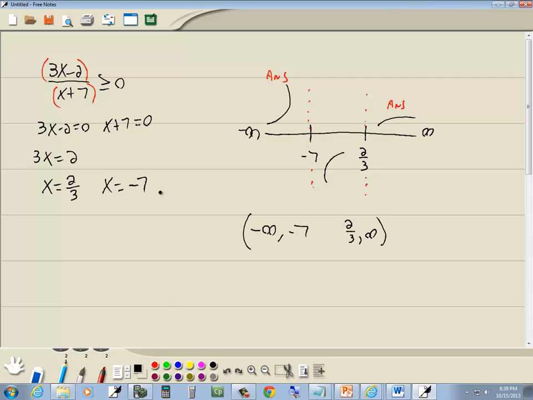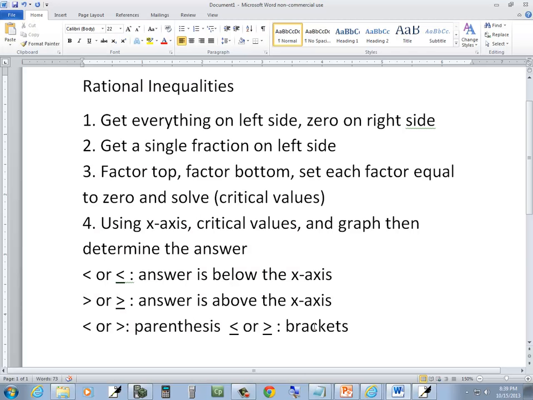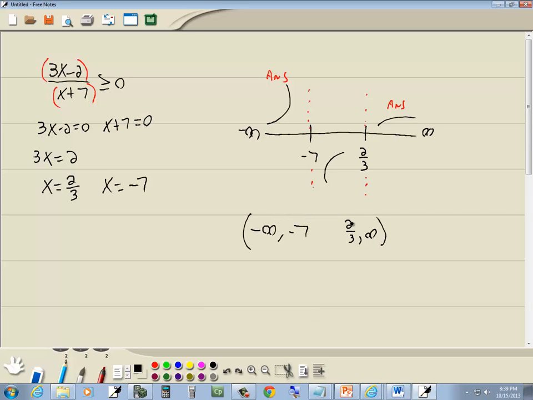Now greater than or equal to says we're going to use brackets. So I'm going to have a bracket on the 2/3, and I'll have a parentheses on the negative 7, and a union symbol in between them. Why do we have parentheses on negative 7? Anytime you have any critical value that comes from your denominator, then that always has to have a parentheses on it no matter what. And that'd be your answer.